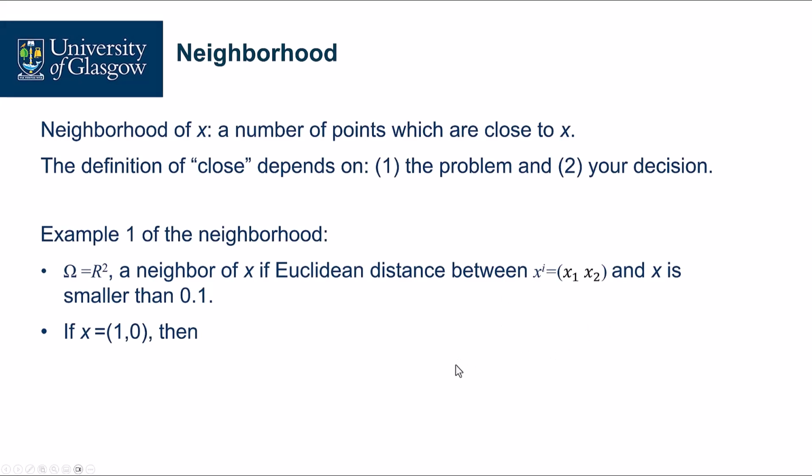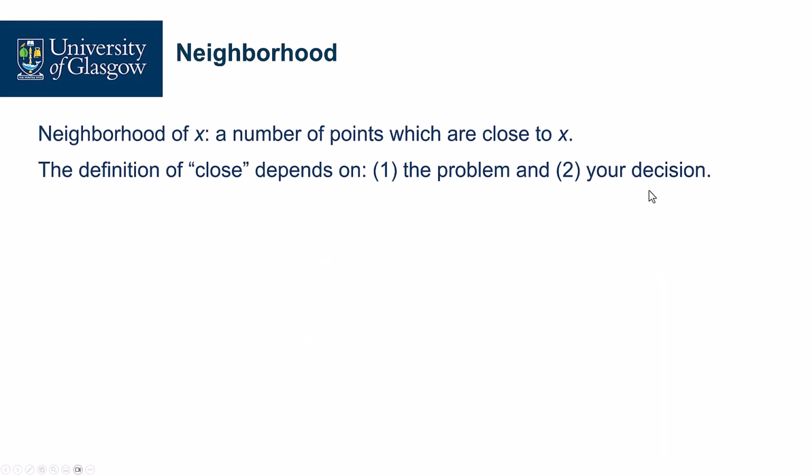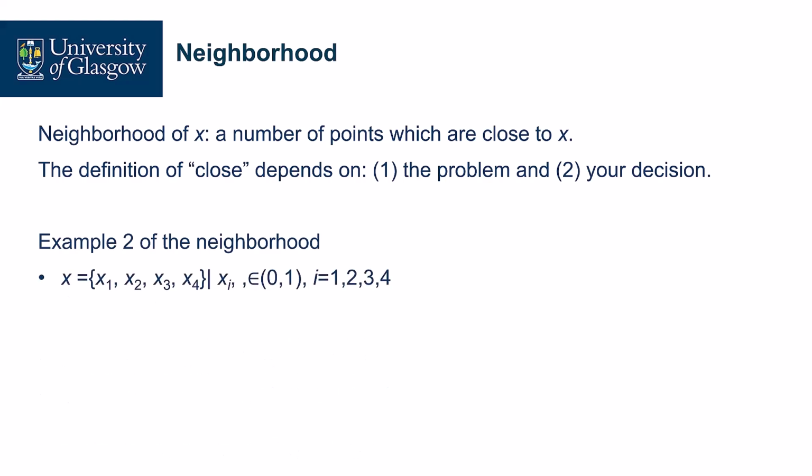We can see that it is (x1 - 1) to the power of 2 plus (x2 - 0) to the power of 2 smaller than 0.1 to the power of 2, right? So this is a circle with a radius of 0.1. Another neighborhood, this time, is not two-dimensional real data. We become binary data, 0 or 1. Let's say we have 4 bits, x1, x2, x3, x4. Each of them is either a 0 or a 1.